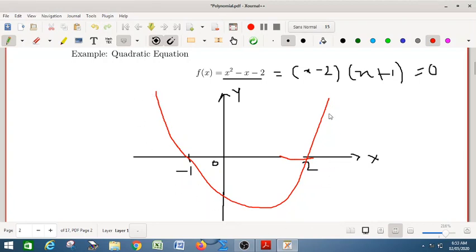This represents a curve, a parabola. This quadratic polynomial represents a parabola. It intersects the x-axis at 2 points, minus 1 and 2. So minus 1 and 2 are two zeros of this polynomial. That is where the curve cuts the x-axis. That represents the zeros of the polynomial. Where the curve x square minus x minus 2 cuts the x-axis, that is x equal to minus 1 and 2. These are the zeros of this polynomial.